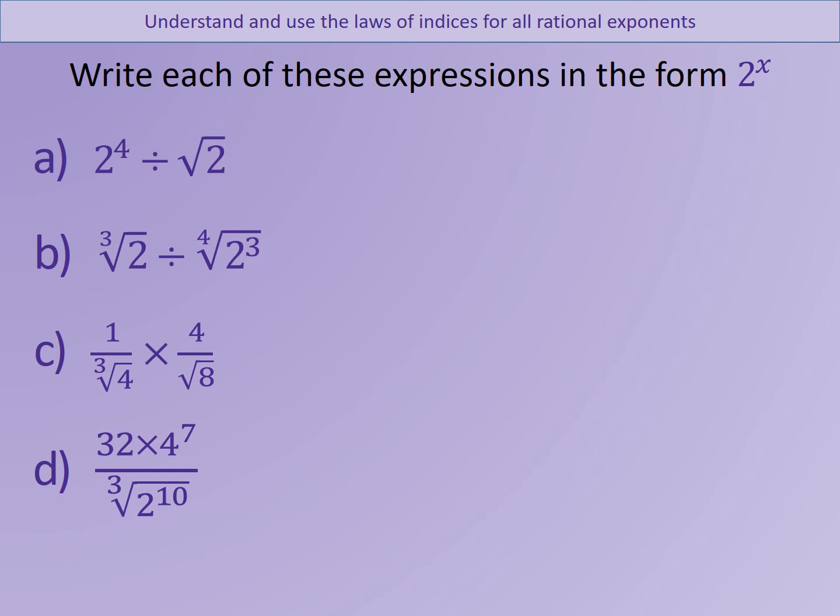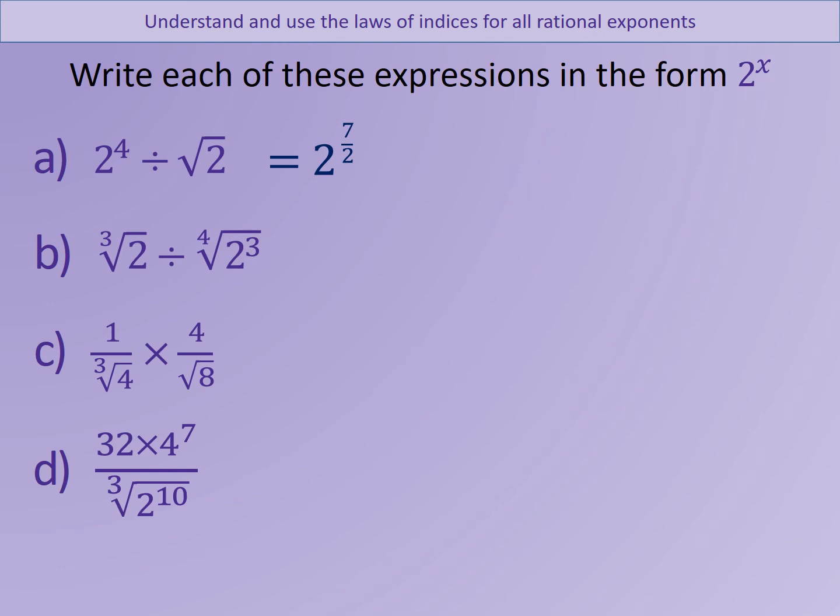Okay, so in this first one, we've got 2 to the power of 4, nothing we need to do with that. Root 2 is 2 to the power of a half, and then if we subtract the powers, we get 2 to the power of 7 over 2. Better to write that as an improper fraction.